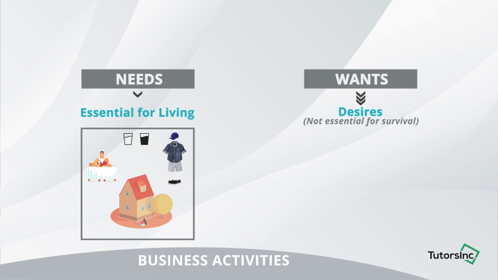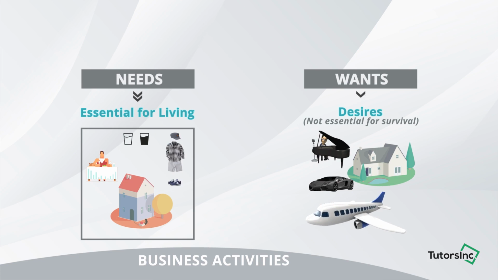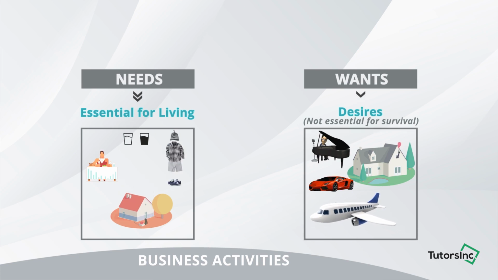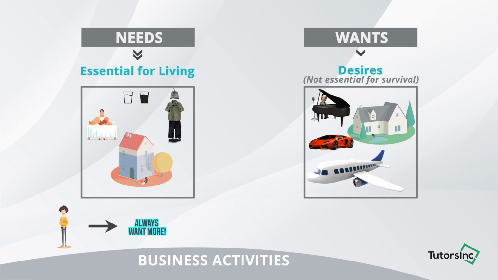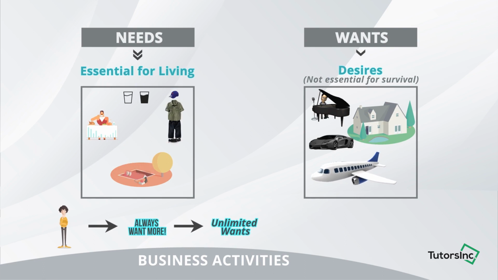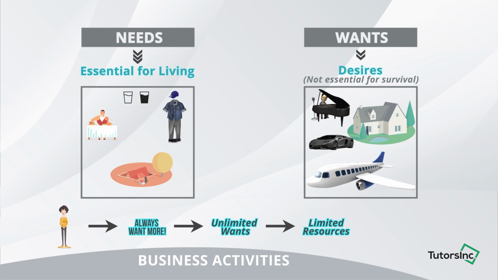Off the top of my head, I want a piano, a condo by the beach, a Lamborghini, a private jet, and so on. This is a list that no one can possibly finish because us human beings, we always want more, which makes our wants unlimited. Therefore, it's not always possible for us to satisfy all our desires because there aren't enough resources to meet our unlimited wants. And that, my friend, is what we understand by the economic problem.